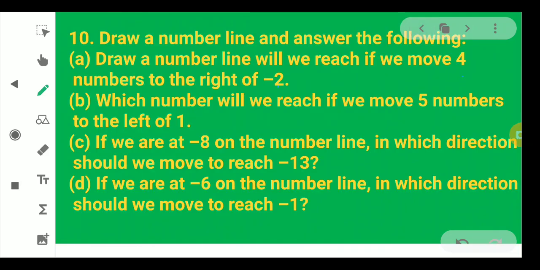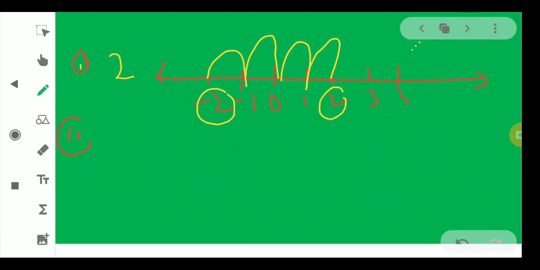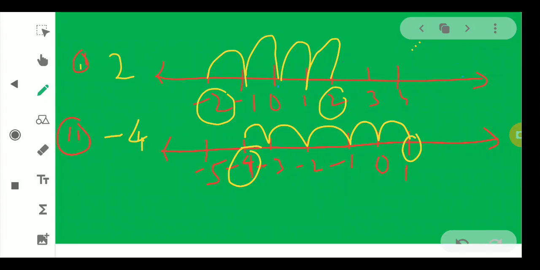The next is, which number will we reach if we move 5 numbers to the left of 1? Now 5 numbers to the left of 1. So first of all, let me make the number line. This is 1, this is 0, negative. Now 5 steps left of 1. So 1 is here. 5 steps means 1, 2, 3, 4 and 5. So where have we reached? Minus 4. So we have reached minus 4, 5 steps left of 1.